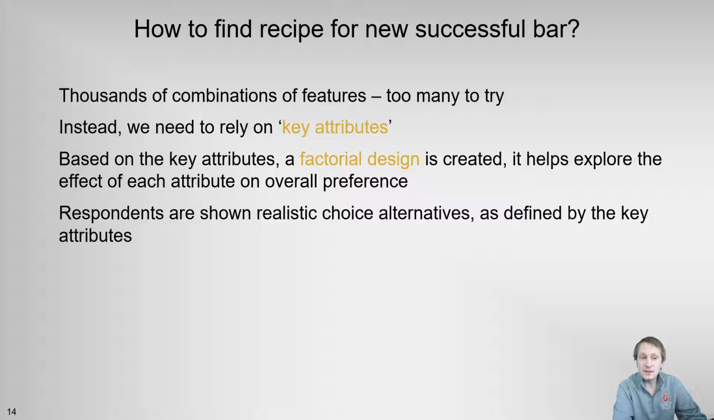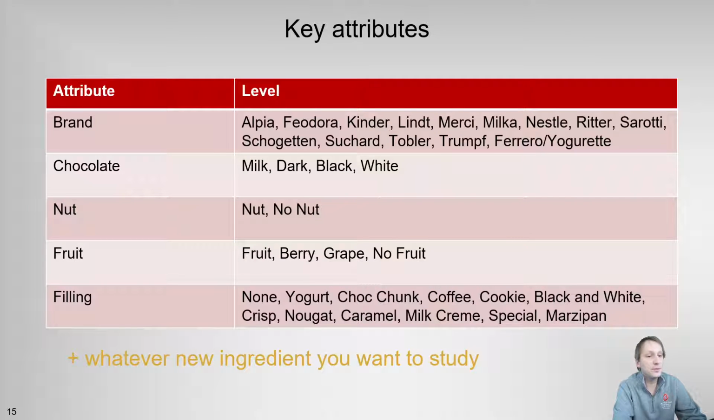What's a bit tricky here is dealing with so-called interactions. So maybe some ingredients work better with, let's say, a dark chocolate versus a milk chocolate or white chocolate. And that is something that adds complexity to the model. It's possible as well, but again, it adds a lot of complexity.